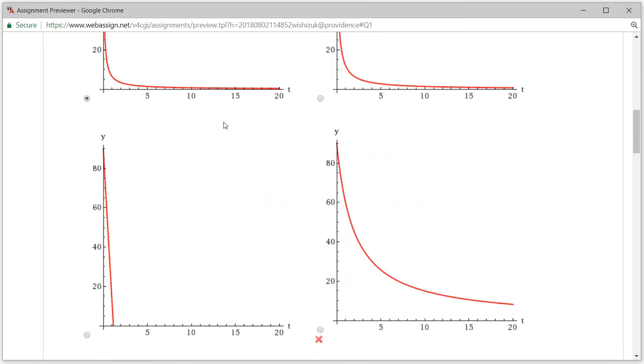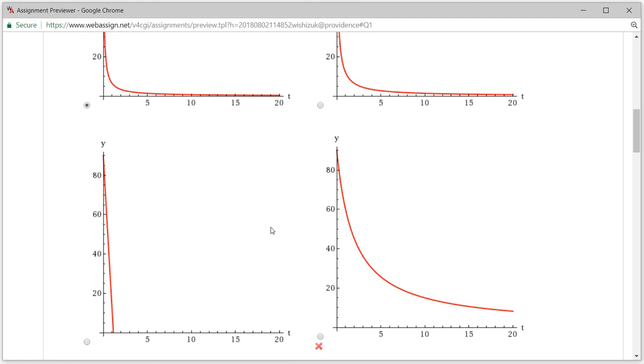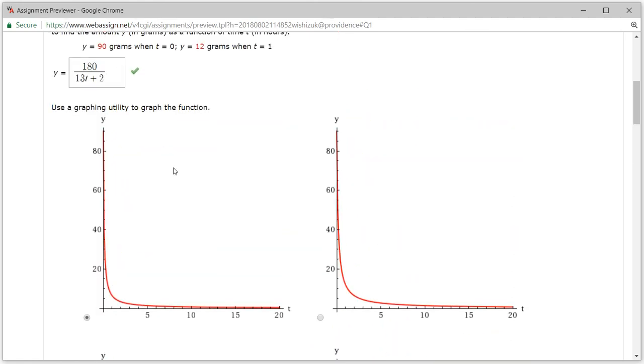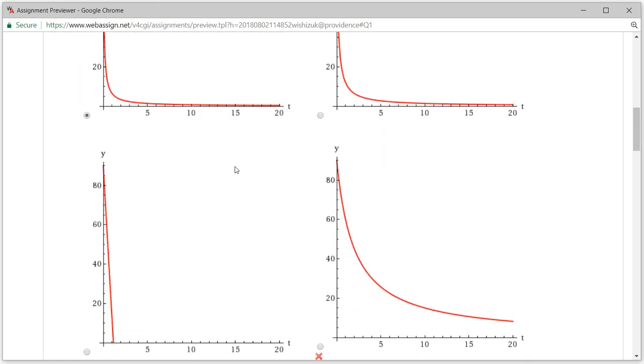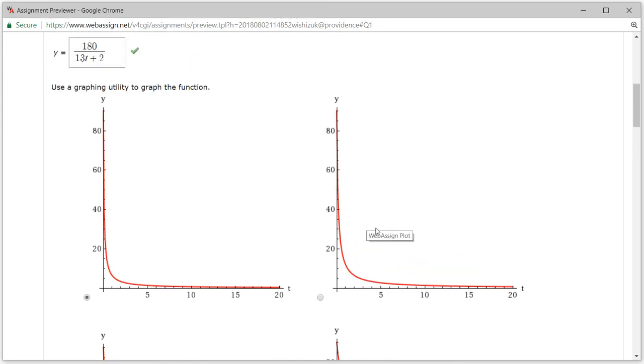Let's check another value. So if you plug in, say, t equals 10 or something like that, you're going to get 180 over 132. So it's going to be slightly bigger than 1. And you can see that the third one at 10 is way too big there. So it's going to be between these two. These two are very similar.